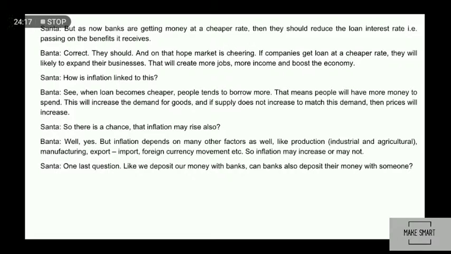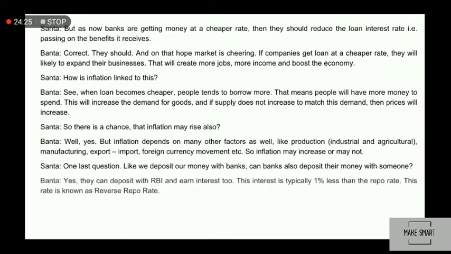So one last question: like we deposit our money with bank, can bank also deposit their money with someone? Banta says yes, they can deposit with RBI and earn interest too. This interest is typically 1% less than the repo rate. This rate is known as the reverse repo rate.